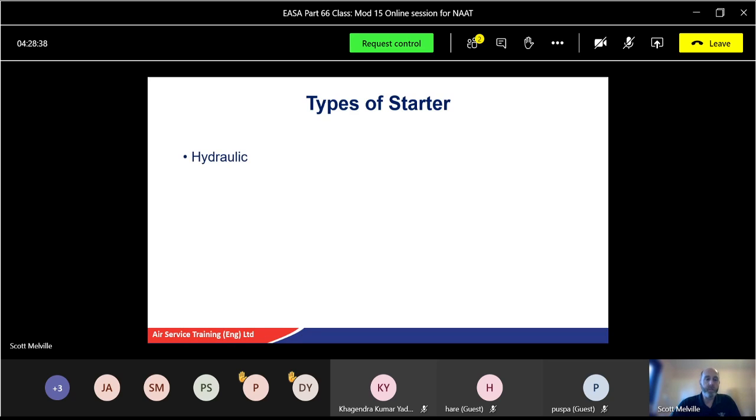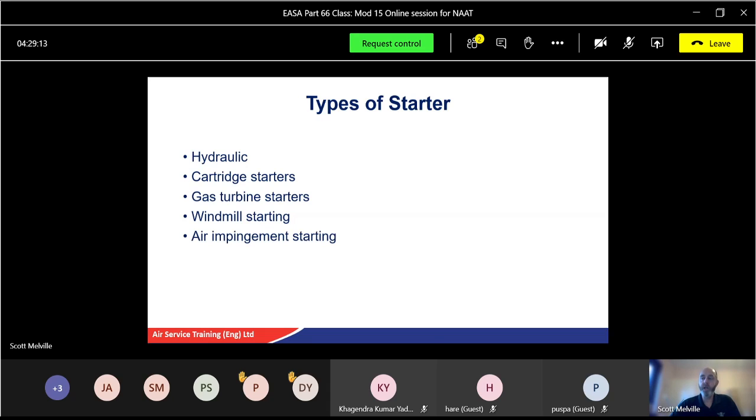We've got hydraulic starters, a big, huge beast of a thing. Cartridge starters, and by cartridge I mean just like a shotgun shell. It's like a bullet, but there's no bullet attached, it's just a cartridge. It goes bang, so the gas from the cartridge goes onto a turbine, which is connected to a reduction gearbox, which we'll look at shortly. Gas turbine starters, actually using the air from maybe an APU or from another engine. Windmilling, which I've just mentioned, so propellers can use the windmilling action, and even gas turbines can use the windmilling action as well. Air impingement, again, that could be from the ground or from an APU.